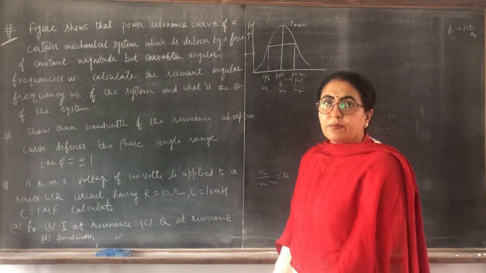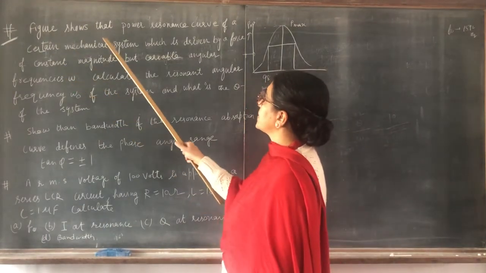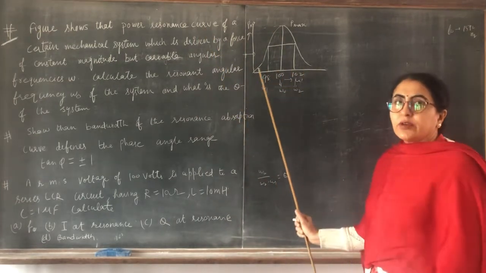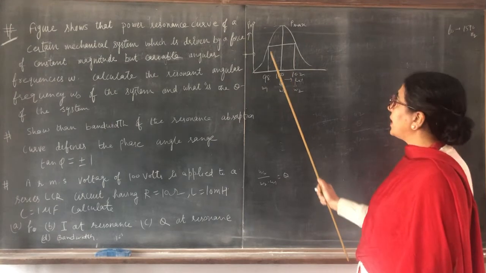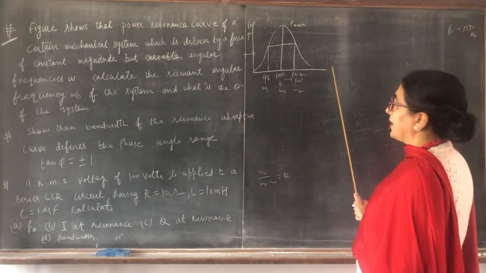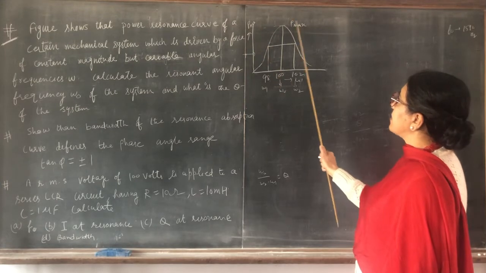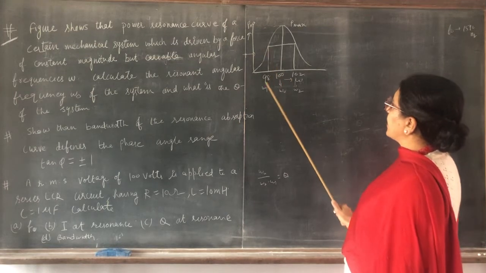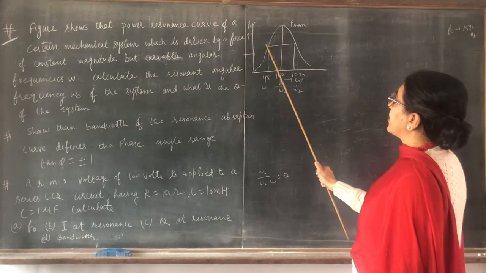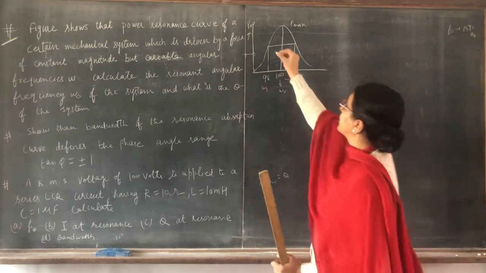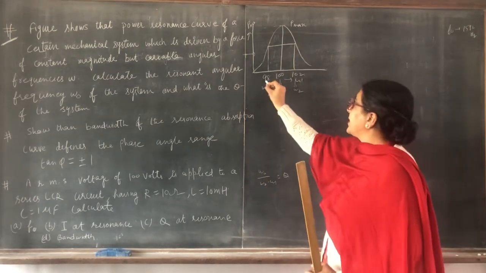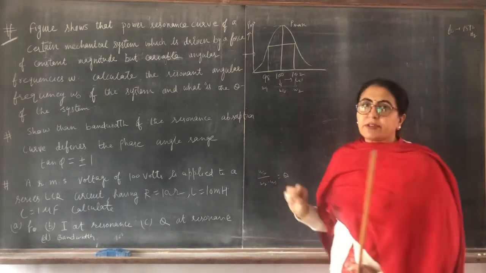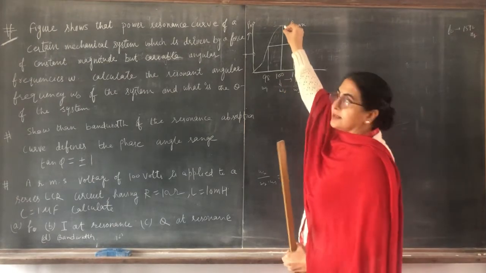So first problem first: the figure shows the power resonance curve. We have discussed in detail in the theoretical part that this is a curve between average power and omega. Here is the maximum power, and the maximum power is at frequency omega naught. At omega 1 and omega 2, that is at 98 and 102 radian per second, the average power becomes half the maximum.